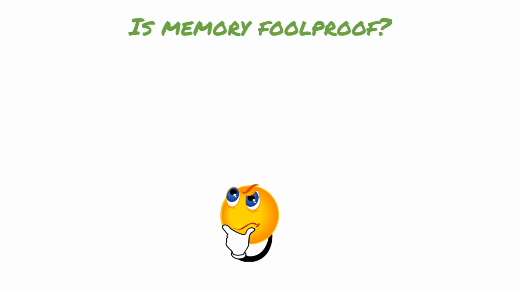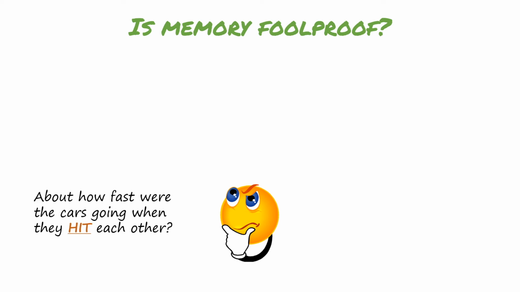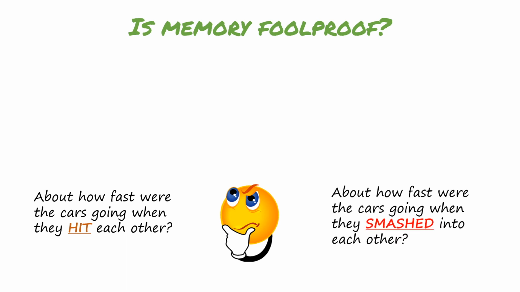Although memory can be powerful, it's also important to be aware of the fact that memory can be tricked. A study done at Stanford showed that the recollection of the severity of a car accident could be altered simply by changing the way questions about the accident were asked. Specifically, participants were asked how fast the cars were going when they hit each other, or how fast the cars were going when they smashed into each other.